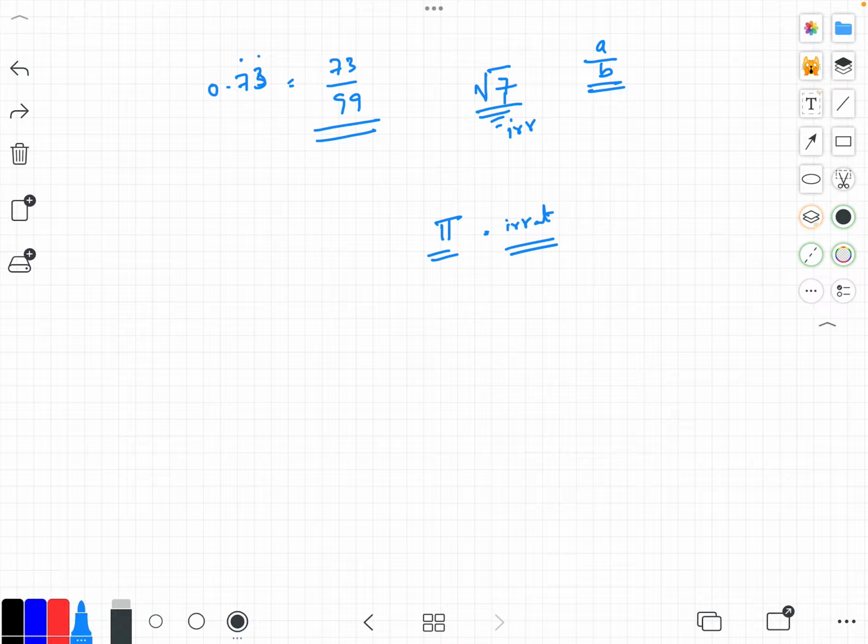Okay. Square root of 121. This can be written as 11, because square root means 11. 11 can be written in a by b form like 11 by 1. So this is a rational number.